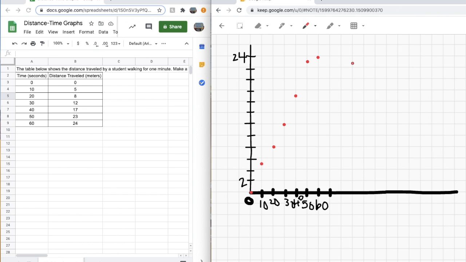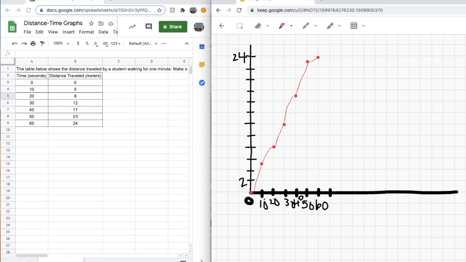Okay, so we have our points. The last thing we're going to do is just put a line between them. I'll keep it red. We'll see how good I do at drawing this line. Probably not great. Okay, but we get the idea.